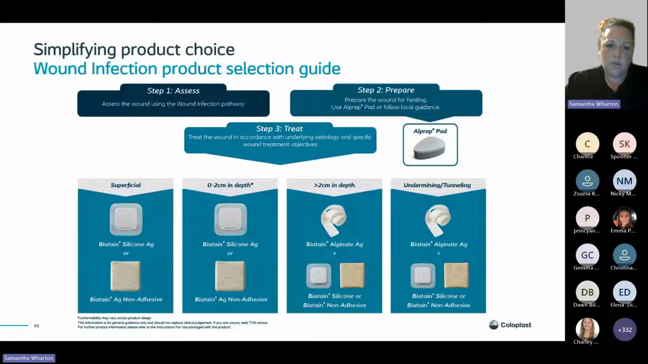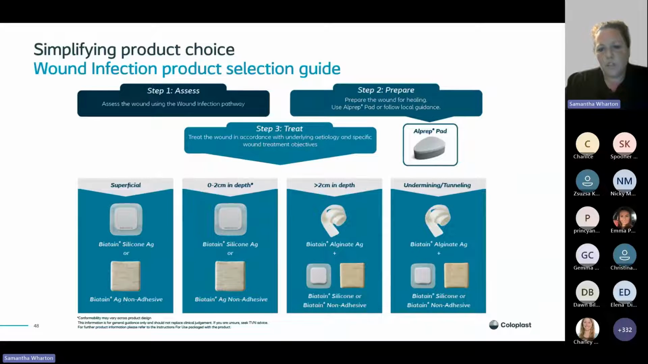And then the treat. Within the Coloplast portfolio, if you've got a superficial wound or a wound 0 to 2 centimeters in depth, then we have Biatain Silicone AG or Biatain AG non-adhesive. These dressings can conform up to 2 centimeters, so you don't need to put a filler in because the dressing will conform to the wound bed, giving that antimicrobial, allowing that silver to work on those microbes and biofilms to reduce and kill them.